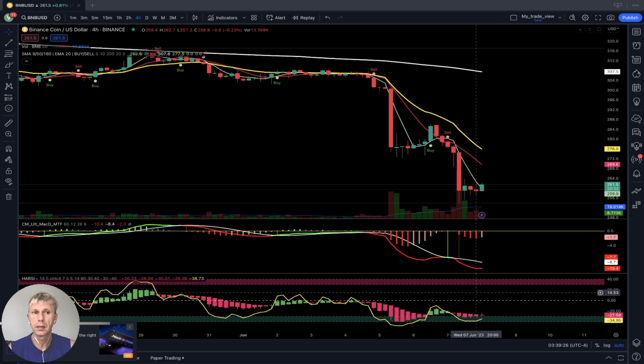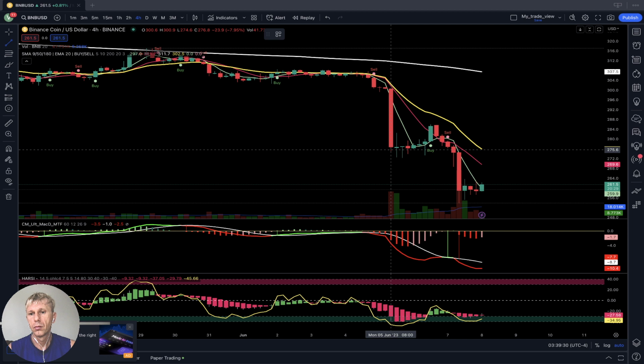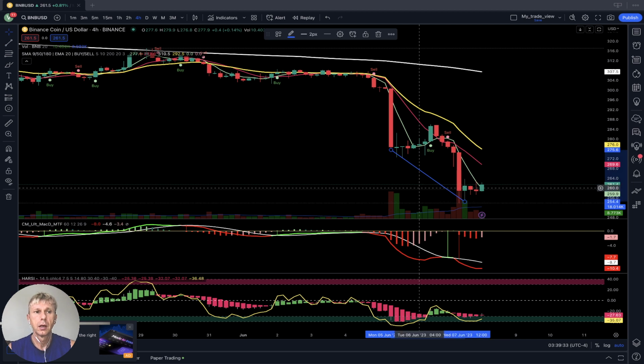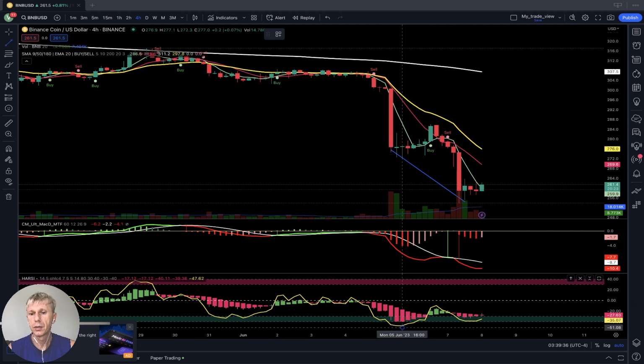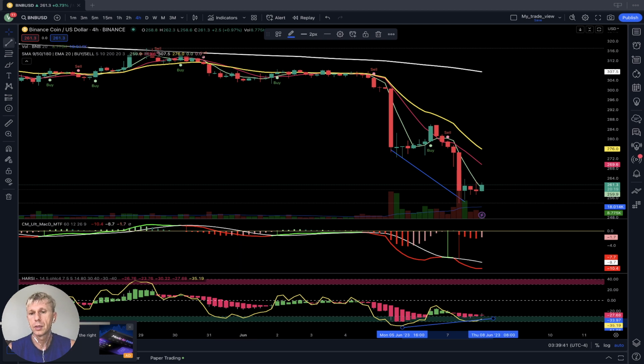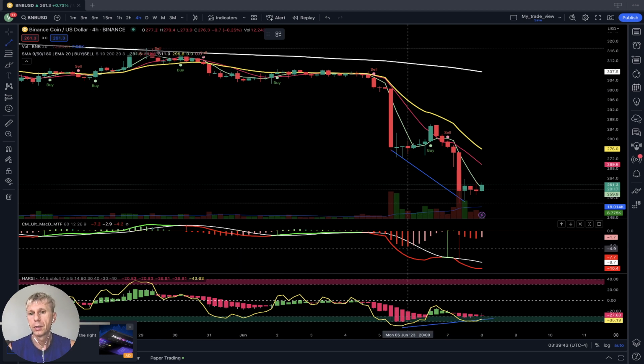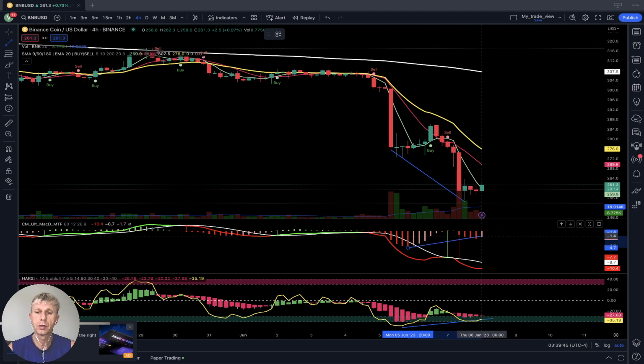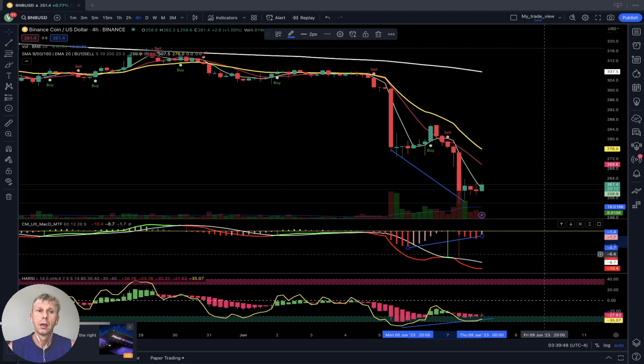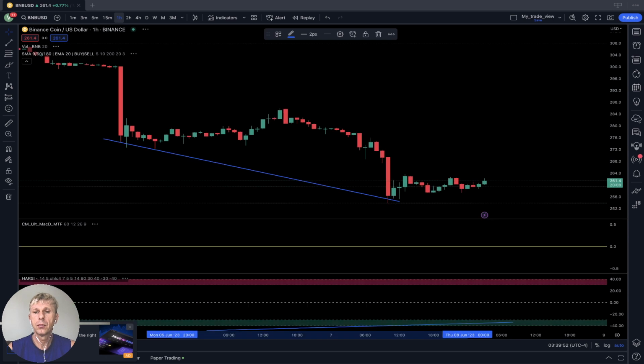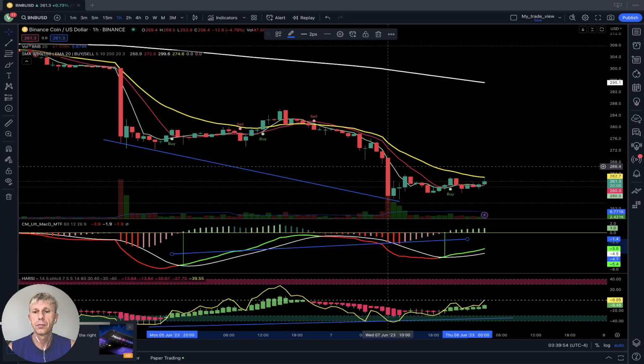Because on RSI, similar like ADA, you see strong bearish trend direction on price, but on RSI, strong uptrend direction. It's a bullish divergence. Bullish divergence on the histogram, MACD histogram also. That's what we have on 4 hours time frame. 1 hour time frame for Binance.